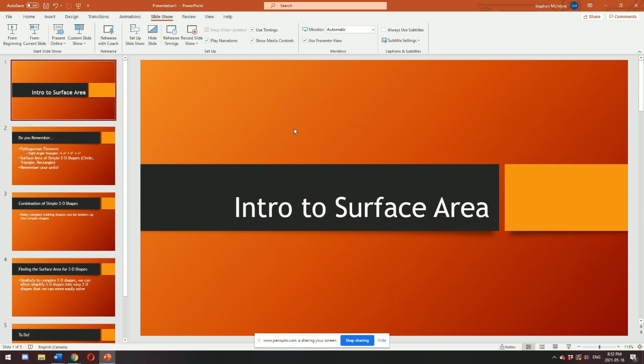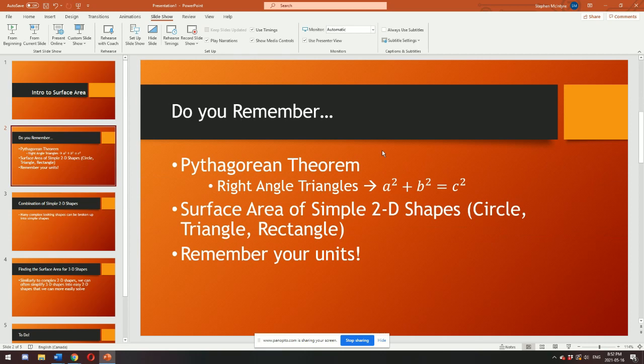We're starting a new unit on surface area, and let's get into it. So this is an intro to surface area. Do you remember doing the Pythagorean theorem? It only works on right angle triangles, and it can tell us the third side of a triangle when we know two sides already.